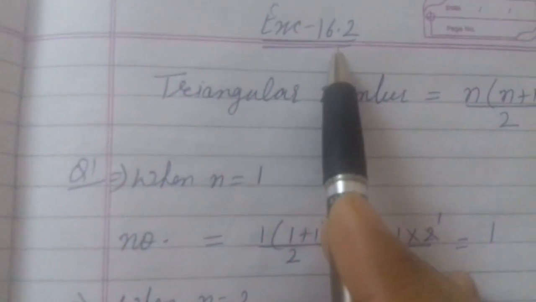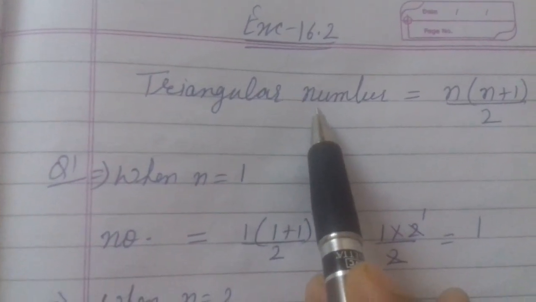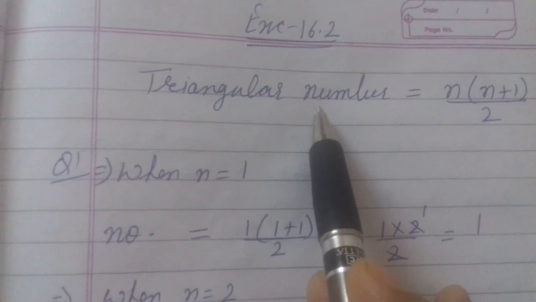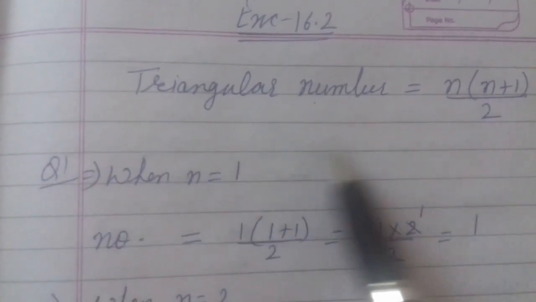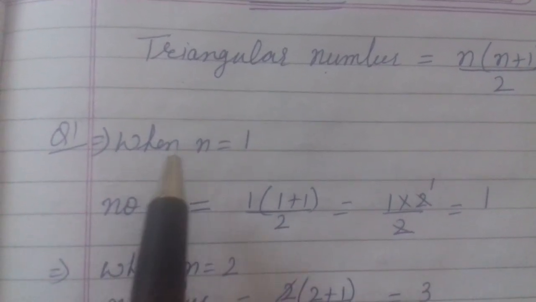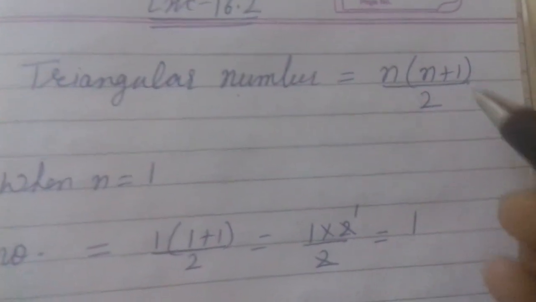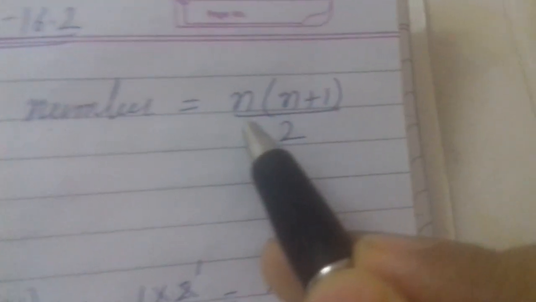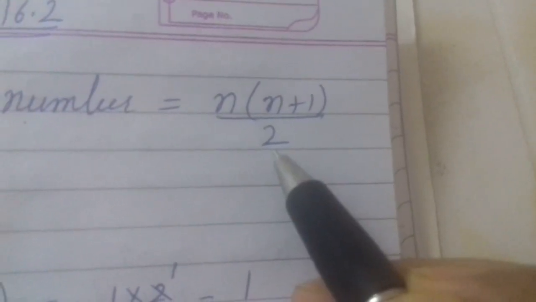Yes, exercise 16.2, triangular numbers. In the first exercise it was related to square numbers. A square number means one which can be arranged in squares, meaning the number of stars this side should be equal to the number of stars this side. Now in order to find triangular numbers, children, this is the formula you have to keep in mind: n into n plus 1 divided by 2.